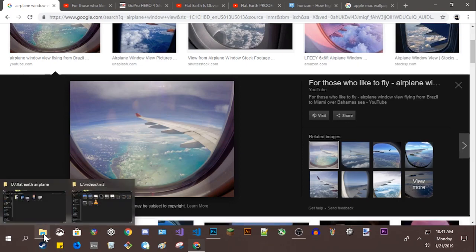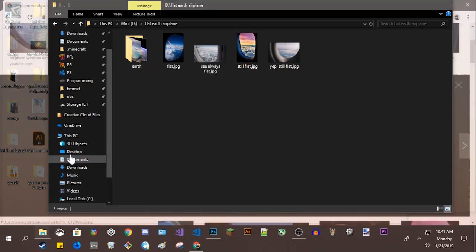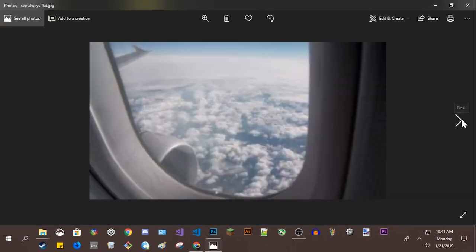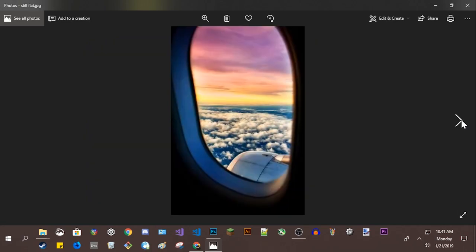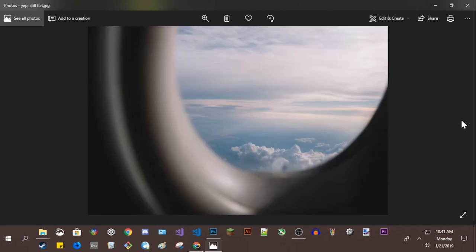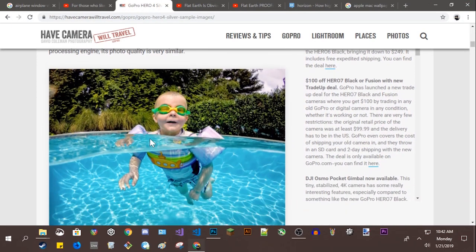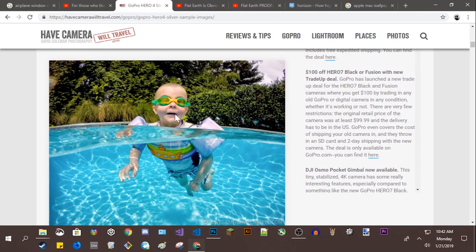But if we look at other images on Google that I downloaded, it's flat there, flat here. Do you see the curvature? No, it's still flat, just like you would expect to see on a flat Earth outside an airplane window, and people do. Now, the fisheye effect is noticeable on all GoPro photos and videos.